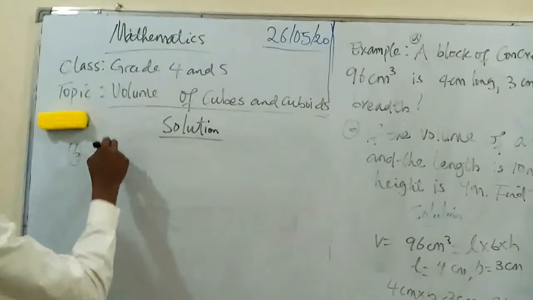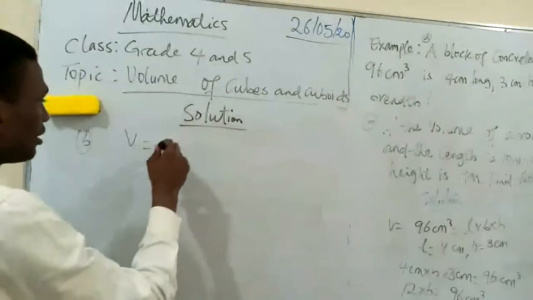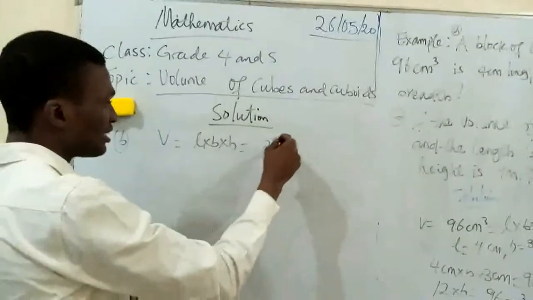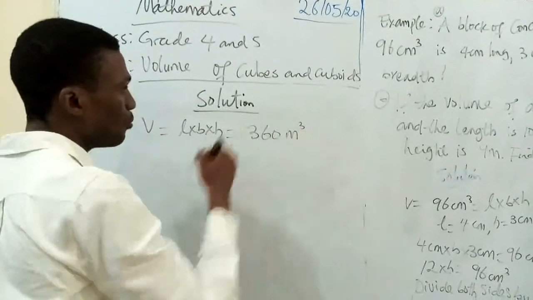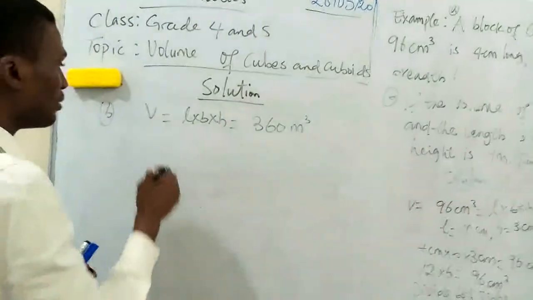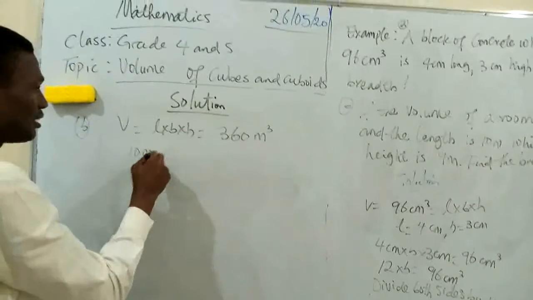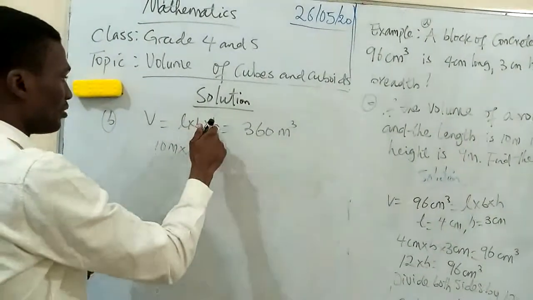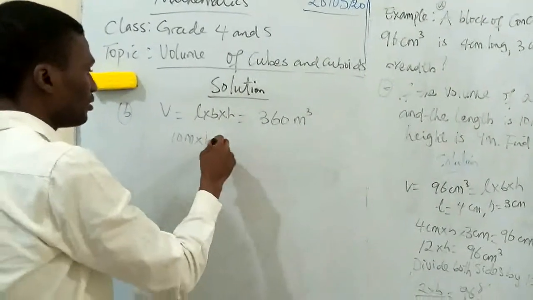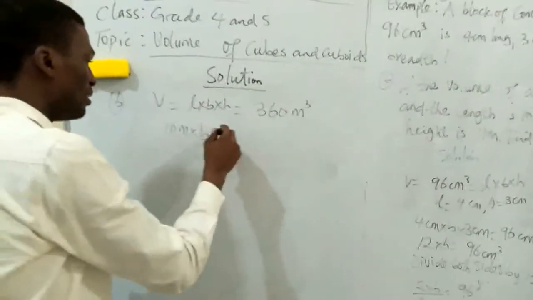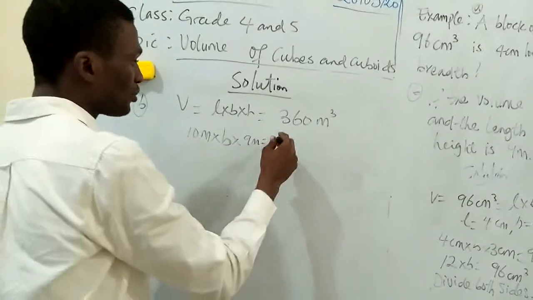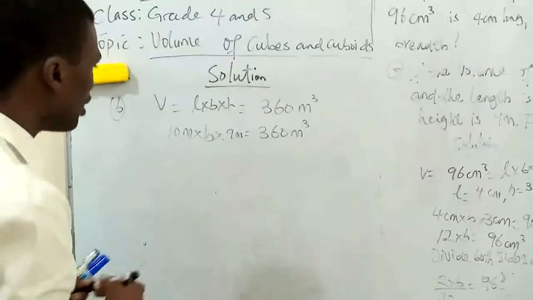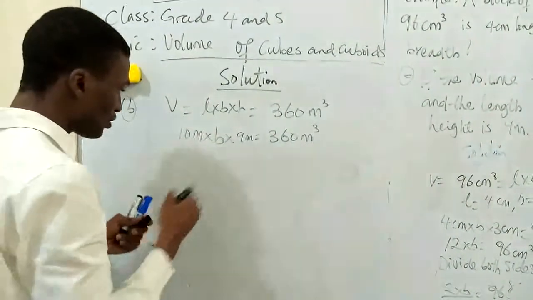As usual, the volume of our cuboid is length times breadth times height, and it's equal to 360 meters cubed. Our length is going to be 10 meters, so we have 10 meters times our breadth, which is not given, times our height of 9 meters equals 360 meters cubed. At this point, we multiply. 10 times 9 gives us 90.